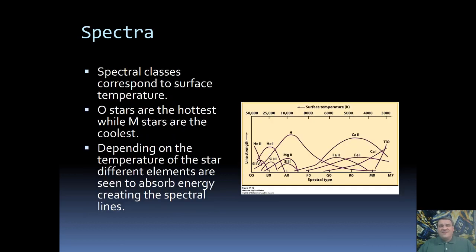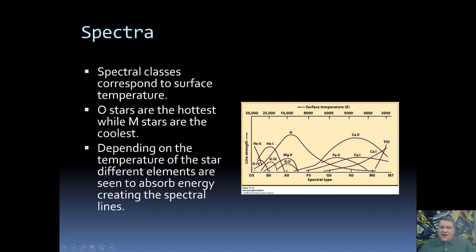When they first classified these things, they didn't know why this sequence worked. It did work. Things blended smoothly and nicely together, but exactly why, they didn't know. What we have since found out is that this is actually a temperature sequence. How well different atoms are able to absorb light is related to the temperature.